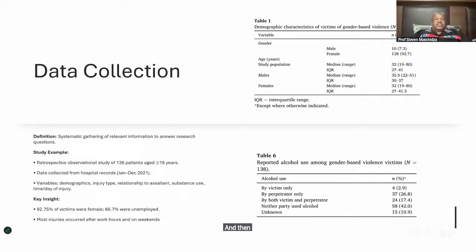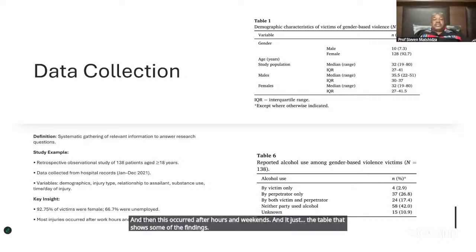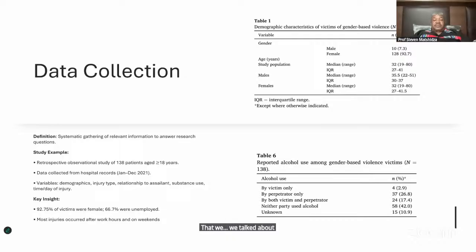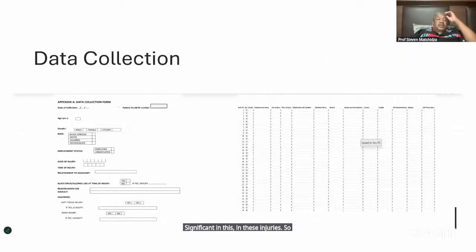then we got a key insight here that was a little bit different from previously done studies. Female and unemployed, and then this occurred after hours and weekends. And it is just a table that shows some of the findings that we talked about. And the use of alcohol was very significant in these injuries. So we had a data collection form.